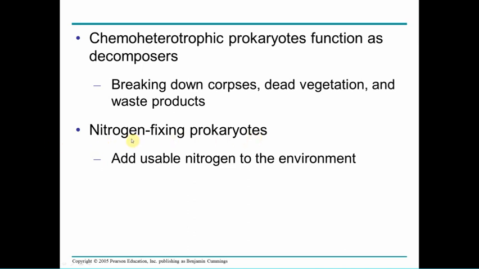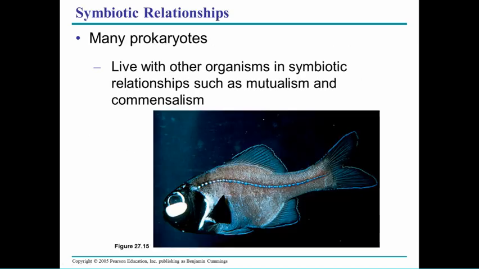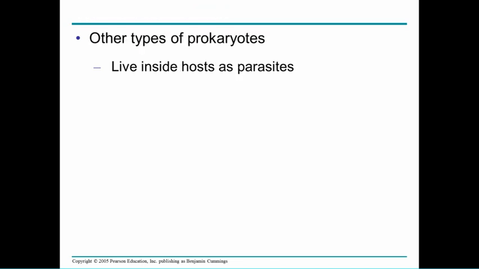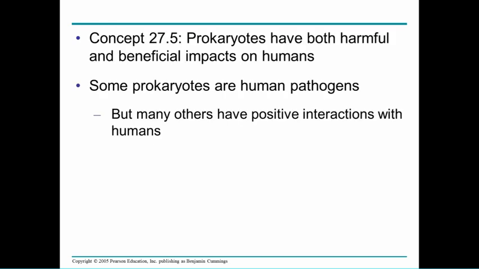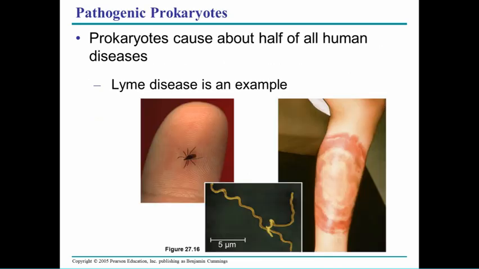Nitrogen-fixing prokaryotes, we already mentioned previously, they add nitrogen to the environment from the gases. They add nitrogen to the soil in the form of ammonia. And here you see a mutualistic relationship. It's a type of symbiotic relationship where both benefit. This fish has bacteria that live on it, but sometimes there's also commensalism, where one of them benefits and the other one is not harmed, but it is not benefited. Some live inside others. These we call parasites, and some, including the parasites, also live in humans, but there's also some that have positive effects.